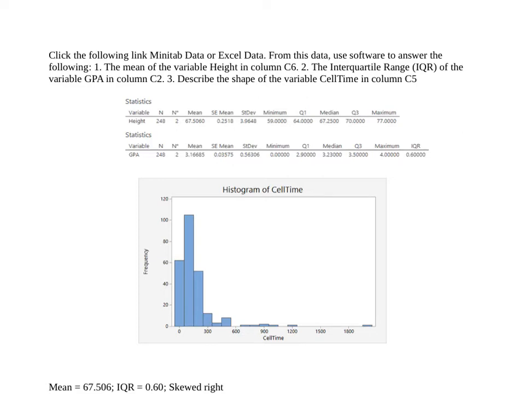And it's written exactly the way you'd see it on the quiz. It says, click the following link, Minitab data or Excel data, and these will be little hyperlinks, right? From this data, use software, i.e. Minitab Express, to answer the following. 1. The mean of the variable height in column C6. 2. The interquartile range, IQR, of variable GPA in column C2. 3. Describe the shape of the variable cell time in column C5.